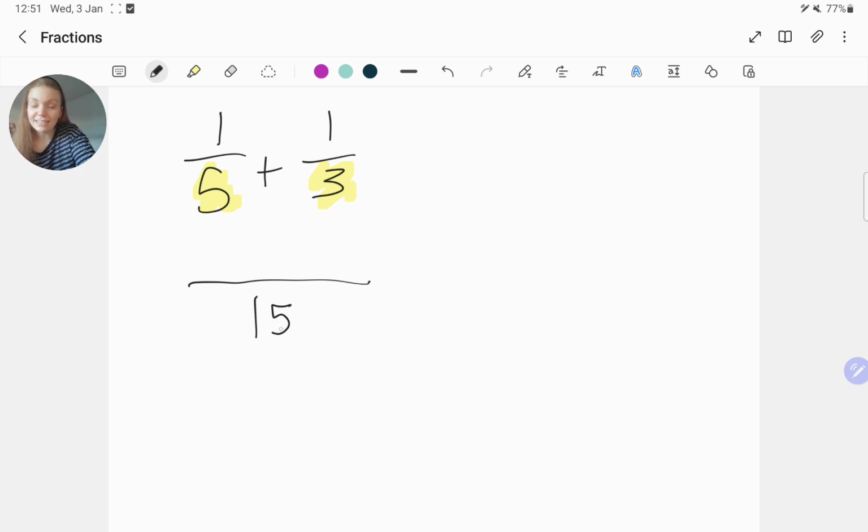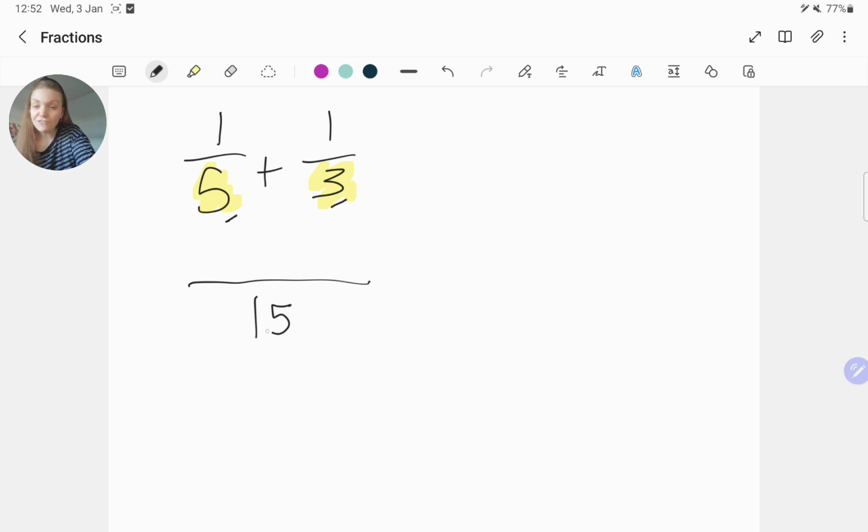So we'll go for 15 because 5 goes into 15 3 times and 3 goes into 15 5 times. You could also have gone for 30 because 5 times 6 is 30 and 3 times 10 is 30. Okay, 30 would have worked as well, and there are many others. So this number 15, we're technically looking for a common multiple of them both, so a number they both divide evenly into.